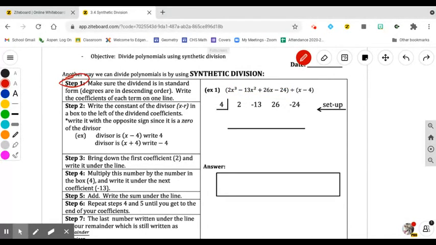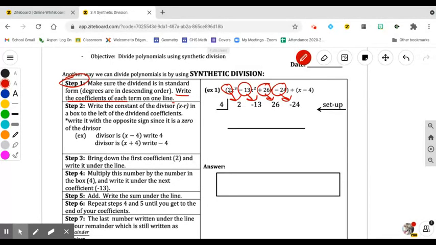The next thing it says to do is write the coefficients of each term on one line. You may know the coefficients are the numbers before the variables. So 2, negative 13, 26, negative 24. You just write those in a line. I already did that for you here. This part I'll talk about in a second. So you write all your coefficients in a line.